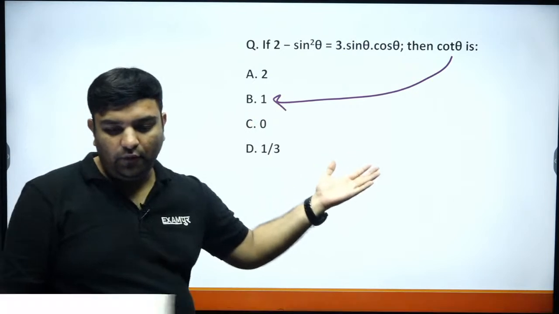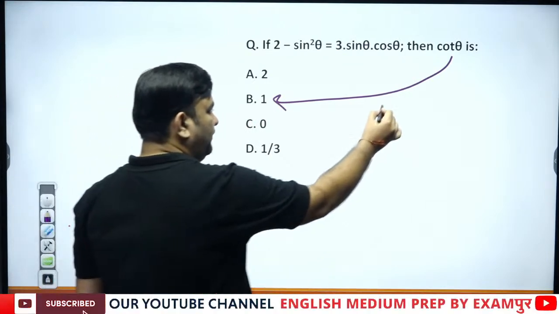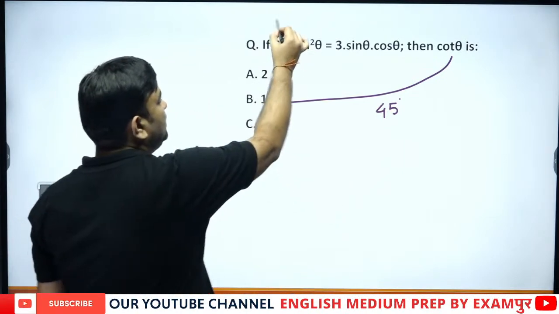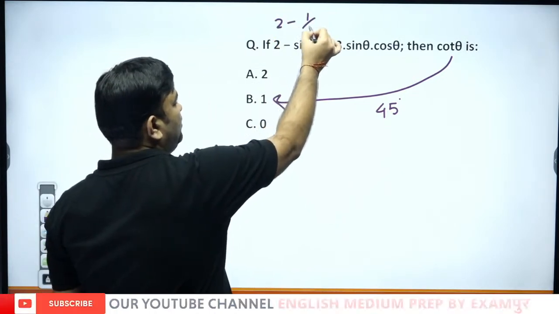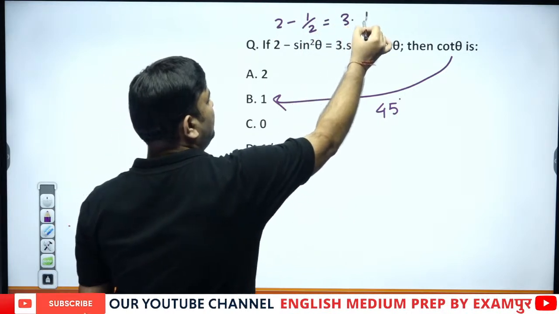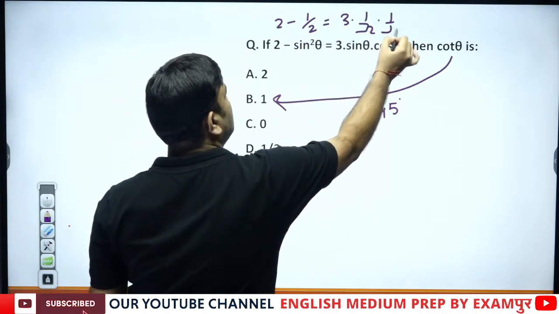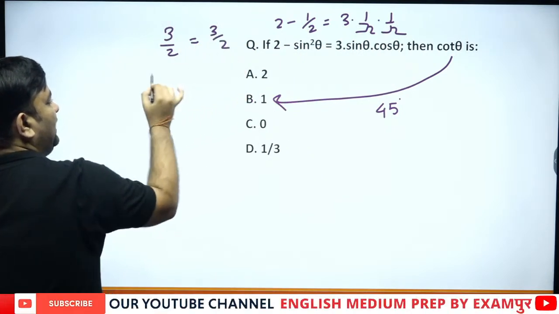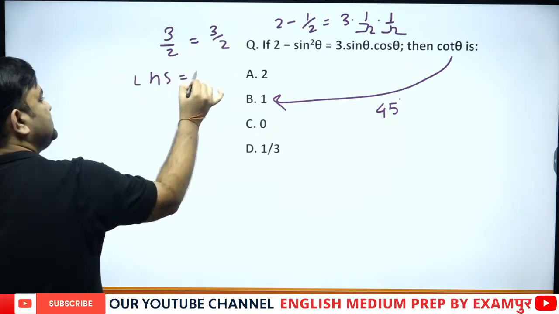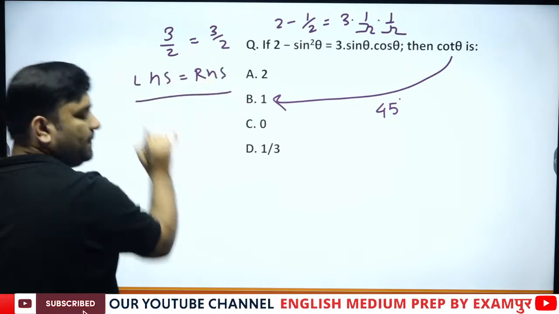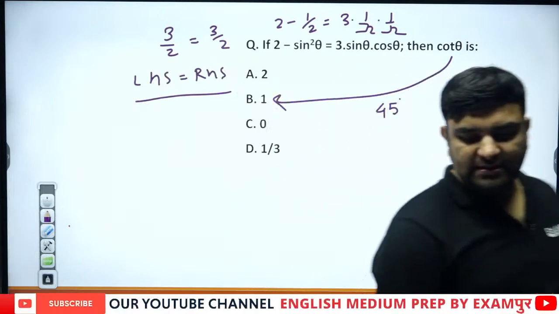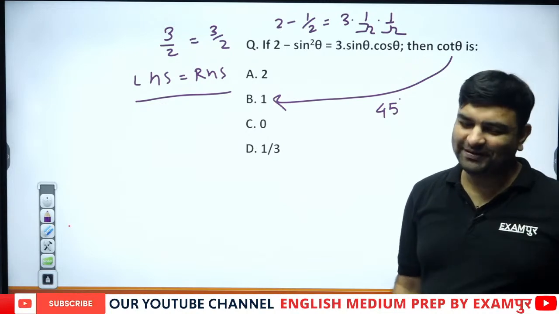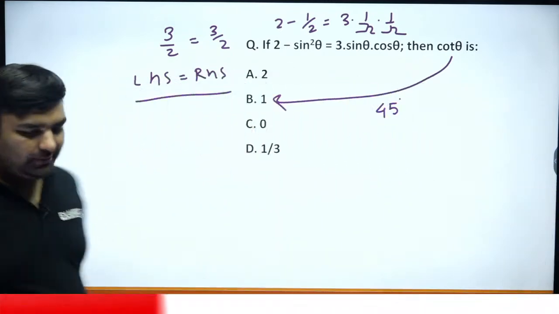So think about 45. Let's see whether 45 can satisfy this equation or not. 2 minus sine 45, 1 by root 2, 1 by root 2 is 1 by 2. Sine 45 is 1 by root 2, cos 45 is 1 by root 2. It is 3 by 2 is equal to 3 by 2. LHS is equal to RHS. Left hand side is equal to right hand side. Perfect. Chalo, let's move on.